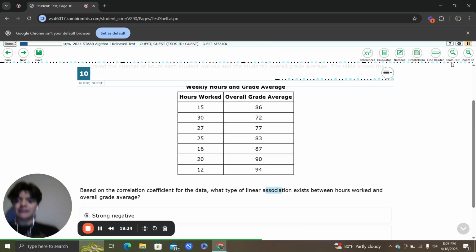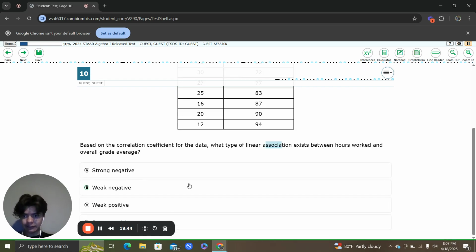So remember what I told y'all, right? Is it a strong negative or a weak negative? A weak negative is closer to 0. A strong negative is closer to -1. Negative 0.9 is closer to -1, so therefore it is a strong negative.